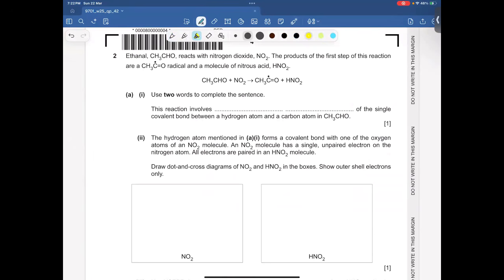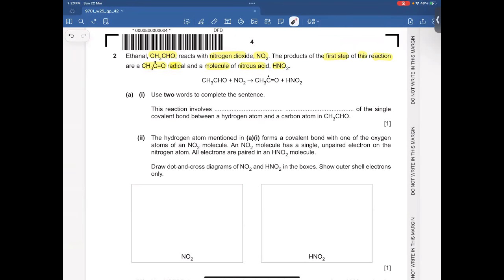Question number 2. Okay, let me read the question. Ethanal, basically an aldehyde, reacts with nitrogen dioxide. All right. The products of the first step of this reaction are a dash radical and a molecule of nitrous acid. So basically, when these two reactants react together, you will get a radical and nitrous acid in the product.